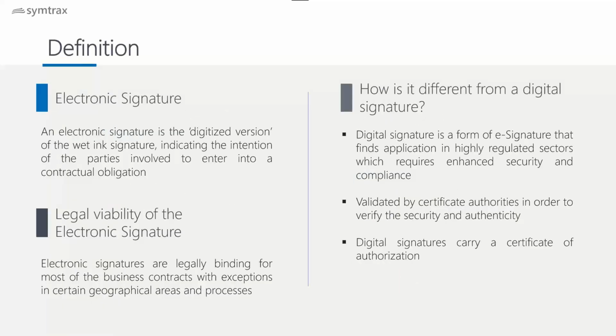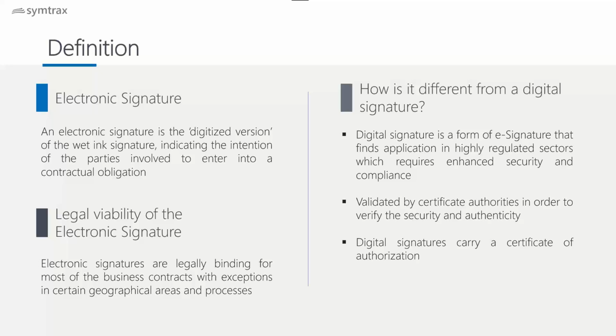So I will just start with the definition. So what exactly is an electronic signature? And most of you might be knowing, but I just want to give an overview. So it is basically a digitized version of the wet signature. And what is its objective? So it basically indicates the intention of the parties involved to enter into a contractual obligation.